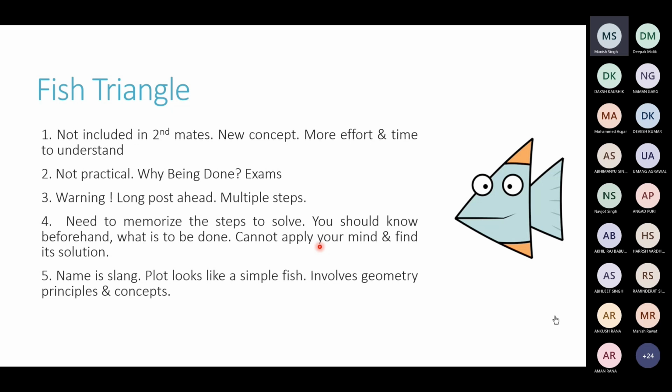It is basically related to the fishes which we used to make when we were kids in our drawing classes. So the teacher explains to you how a fish can be created by making triangles. Now our plot here for this particular question looks something similar to those fishes which we used to make. So that is from where the name fish triangle comes in.